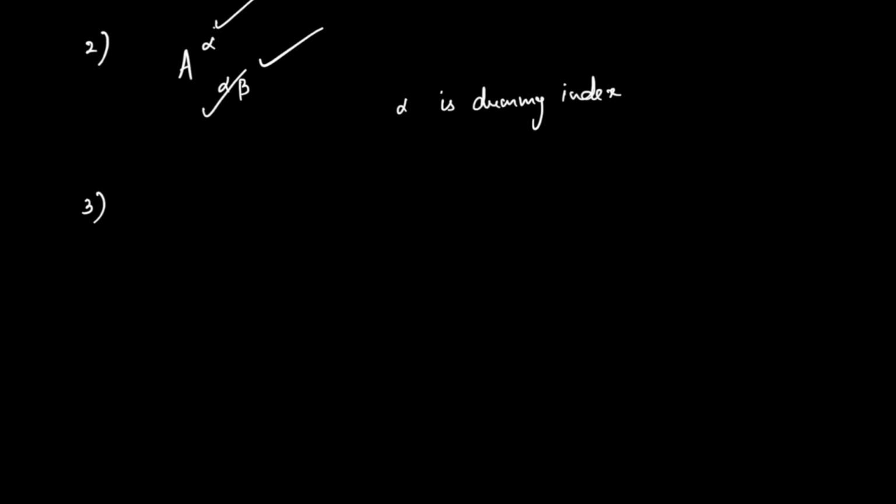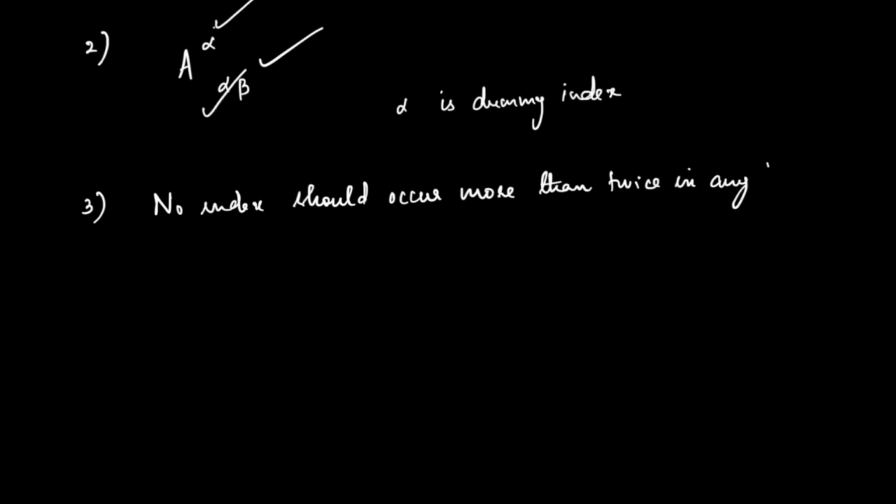Now the third rule: no index should occur more than twice in any term. Okay, no index should occur more than twice in any term. For example, A alpha alpha is correct, but A alpha alpha alpha is wrong. No index should occur more than twice in any term.